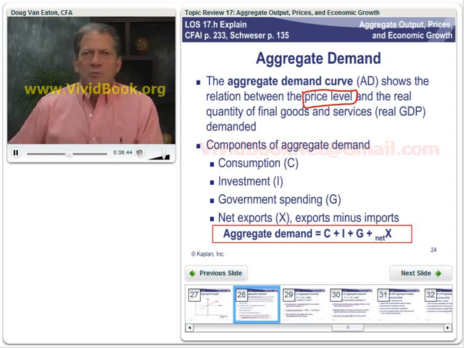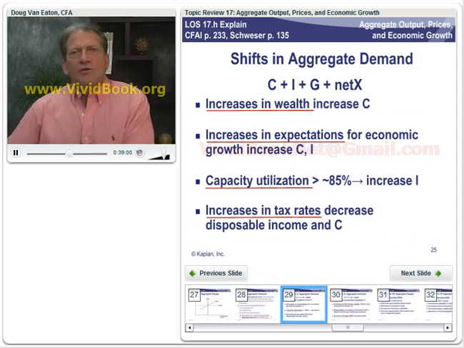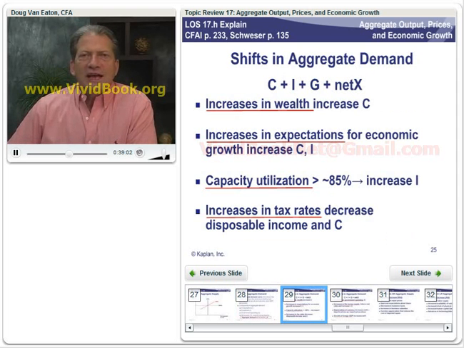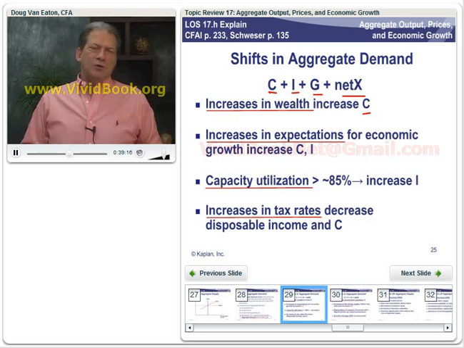And what are the components? Well, as I mentioned, our big deal equation, C plus I plus G plus net exports. That's the sources of demand: consumers, businesses, government, and net foreign demand. Shifts in aggregate demand. Well, now we can look at these various pieces and know what's going to shift aggregate demand. Increases in wealth increase consumer spending. When consumers feel richer, when the prices of their houses are going up, they feel richer, they spend more.